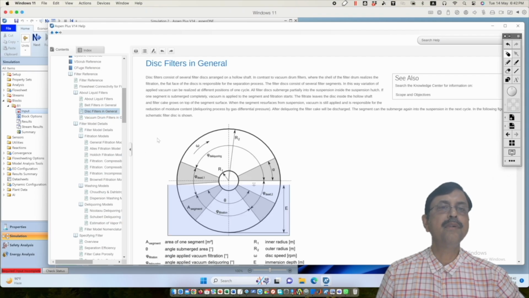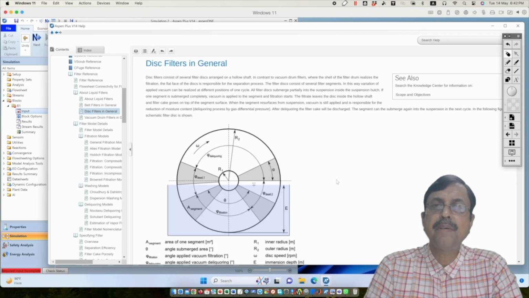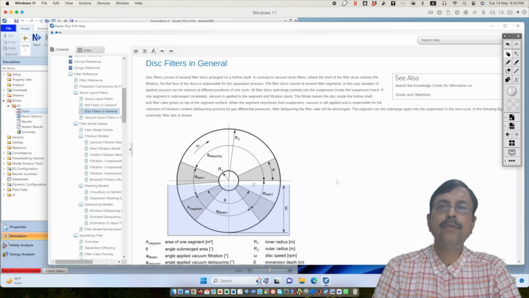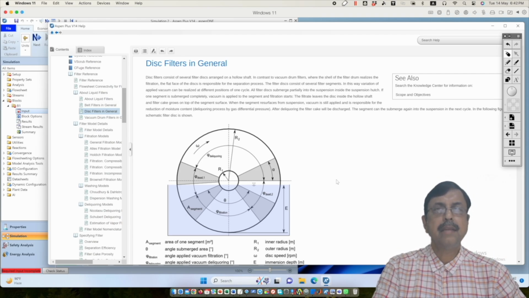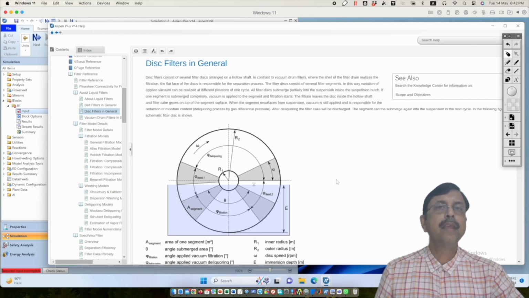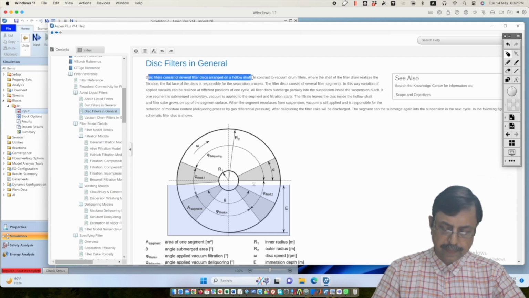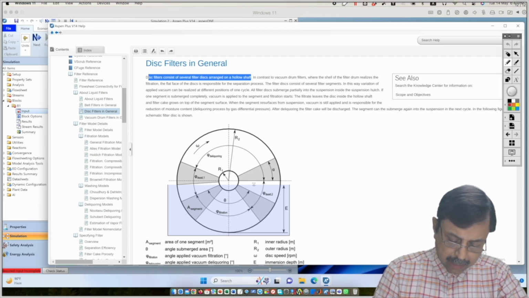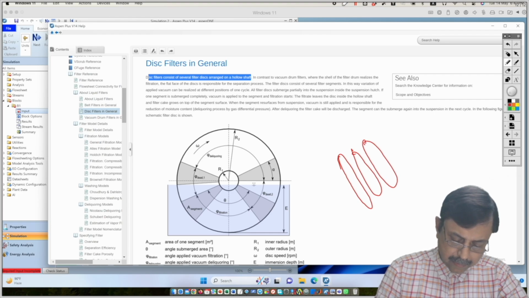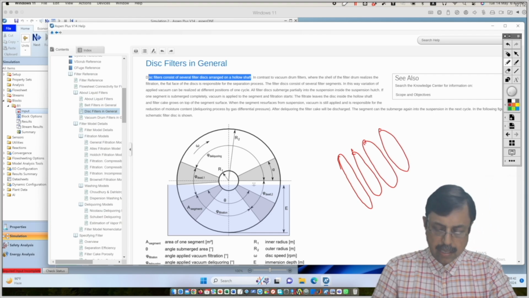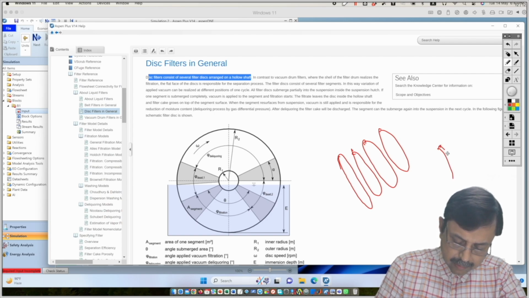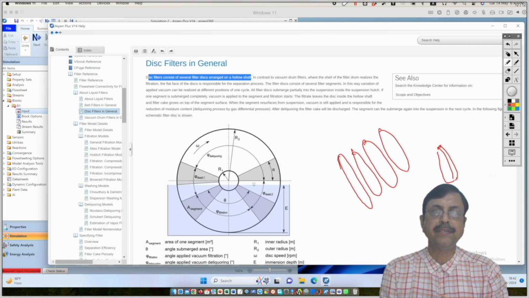Next is the disc type of filter. Now the disc type of filter in general is similar to the rotary drum filter, but there is some difference. We'll discuss that. Now disc filters consist of several filter discs arranged on a hollow shaft. That means there will be some flat discs of this nature. There will be hollow discs like this.